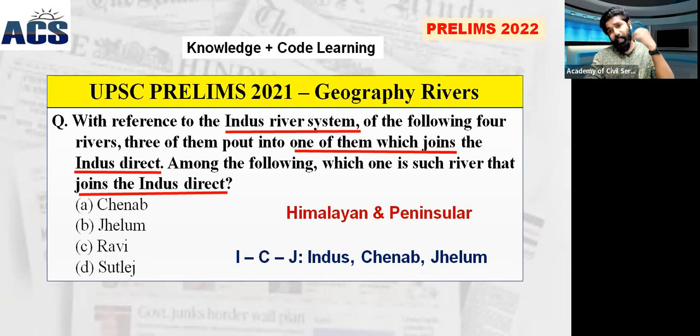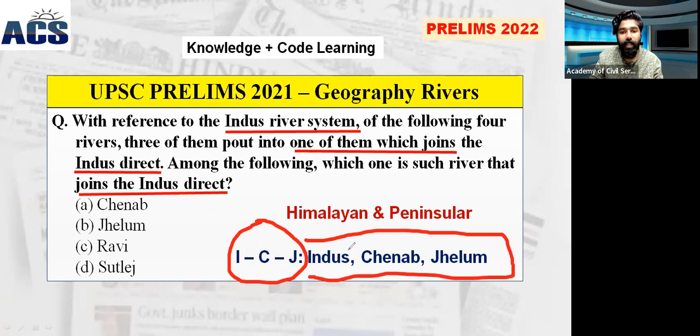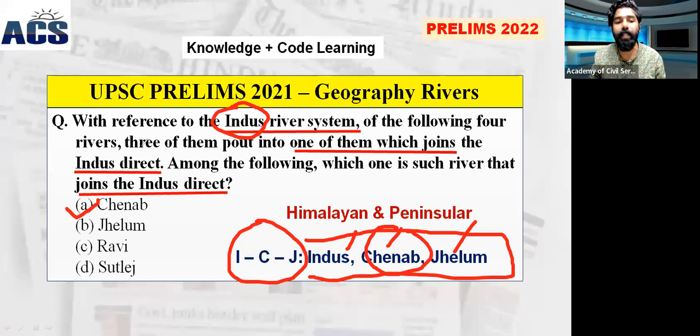So if anybody used this coding method, ICJ, in order, they could do some guesswork on this particular question about which river will directly join the Indus. I know this code ICJ, which is part of the Indus River system, which I studied: Indus, Chenab and Jhelum. I saw these options. There is no Indus, since Indus is already in the question. Now, which one is the second? The second one, I know, is Chenab. So I went for the option Chenab, and the right answer to this question was also option A, the Chenab.